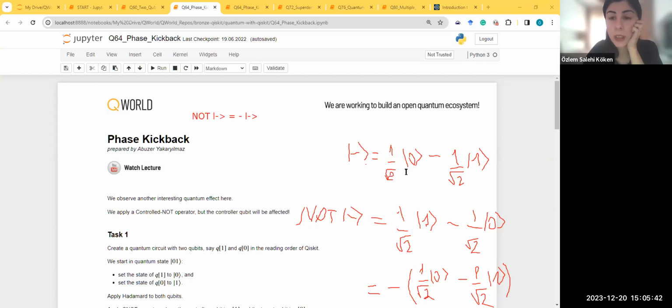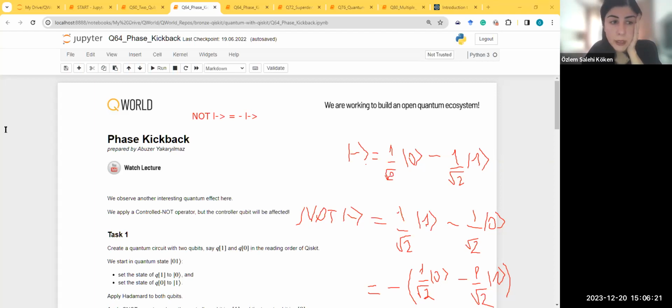What I did was, I started with minus state, which is 1 over square root 2 ket 0 minus 1 over square root 2 ket 1. Then I applied a NOT gate. And what is the impact of NOT gate? NOT gate turns 0 into a 1 and 1 into a 0. So therefore, this was the state I got. 1 over square root 2 ket 1 minus 1 over square root 2 ket 0. And then I just took the minus outside. So this becomes 1 over square root 2 ket 0 minus 1 over square root 2 ket 1. And this is exactly the state I started with.